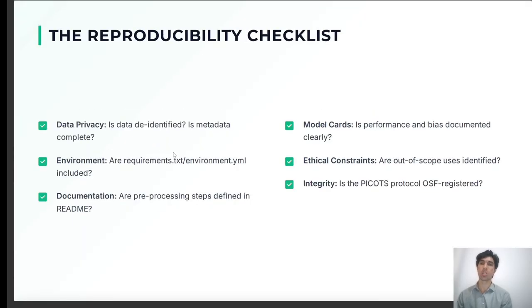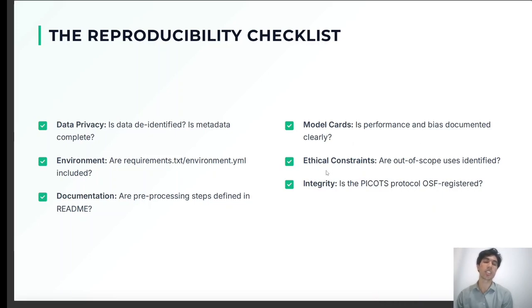So this is the whole reproducibility checklist. The data should be de-identified and metadata should be complete. The environment should be set up and all the libraries should be frozen to a version. There should be clear documentation. Pre-processing steps are defined in a README file. The model card's performance and bias should also be documented clearly.